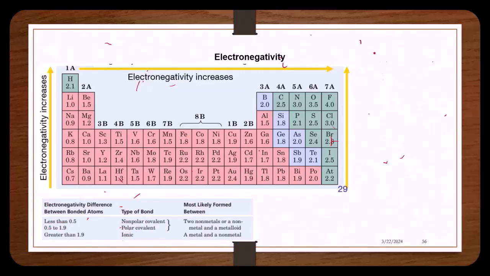Just an example of a nonpolar covalent molecule, if we had diatomic oxygen, so 3.5 minus 3.5 would obviously be 0, and that is less than 0.5, so it's nonpolar. Some other examples of a nonpolar covalent bond might be CH4, so carbon is 2.5 and hydrogen is 2.1, so we would have 0.4, and that would be less than 0.5, so it's a nonpolar covalent bond.